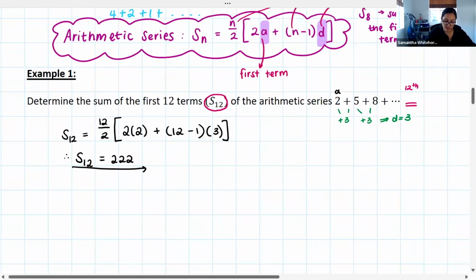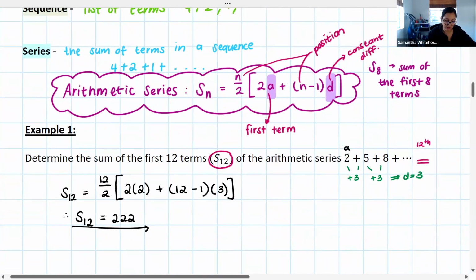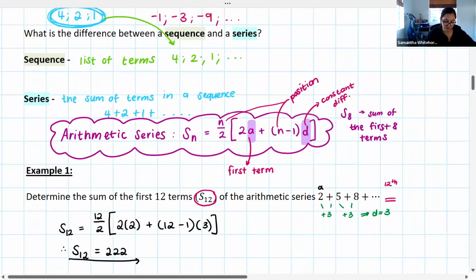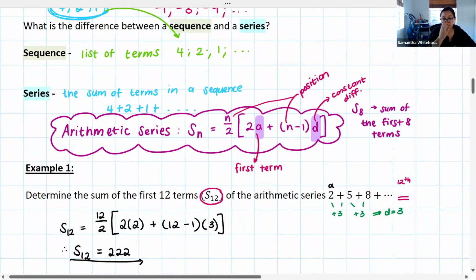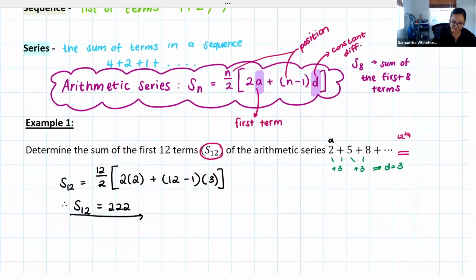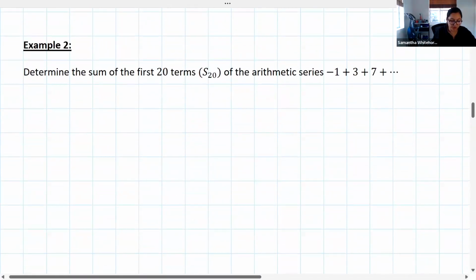All right, guys, so let's have a look at a second example here. Let me just wait here in case you want to screenshot this. And then I'll move on to example 2. Okay. So if we have a look at example 2, determine the sum of the first 20 terms of the arithmetic series -1, 3, 7.